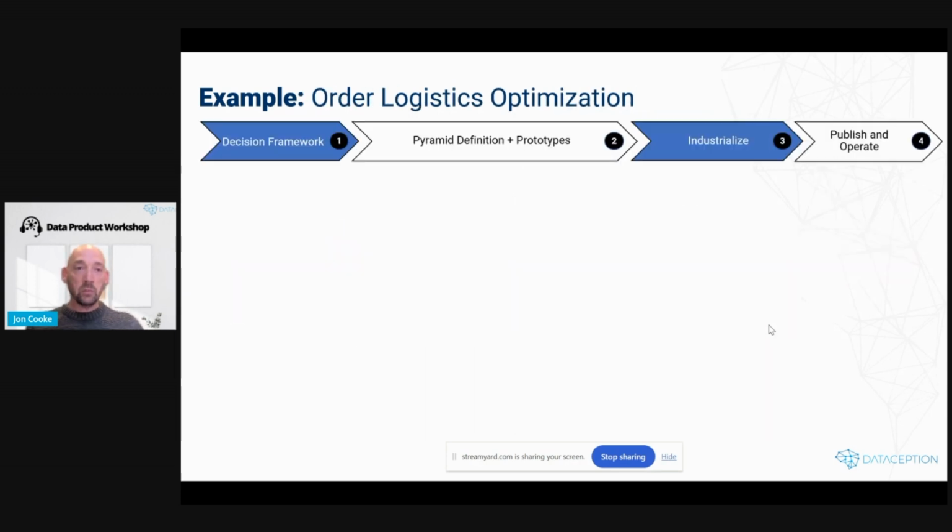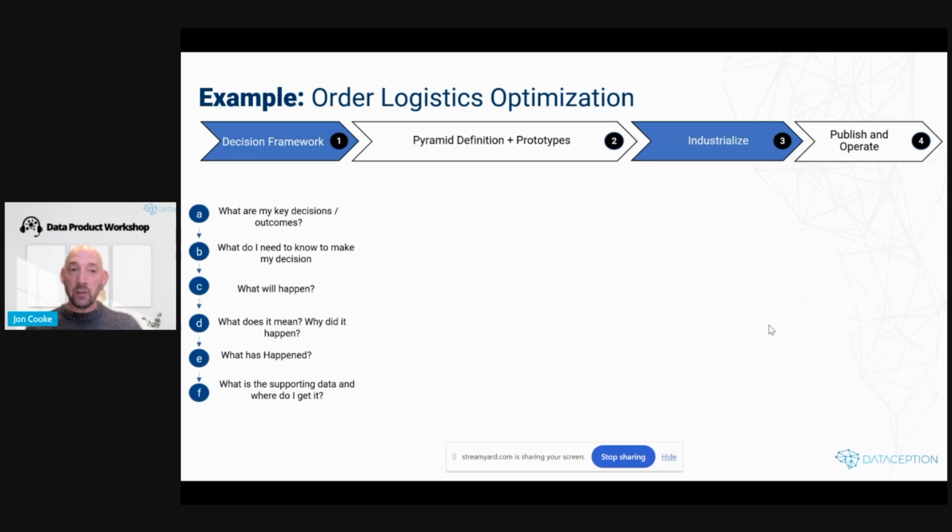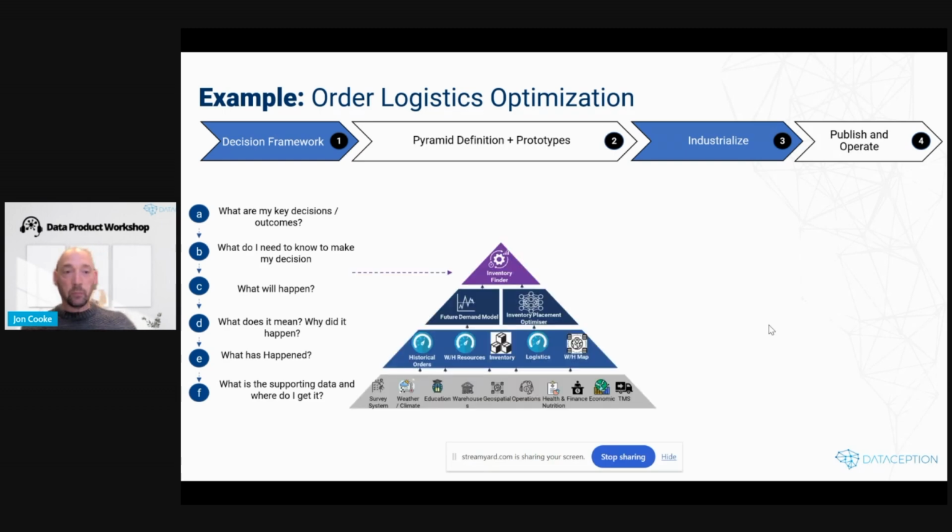So what we would do is go through our decision framework we talked about. So what's my key outcome? The key outcome is basically an optimization for the product inside the warehouse, so they can be found quickly based on the order type. And we'd run through the pyramid process, and we come up with another pyramid here.